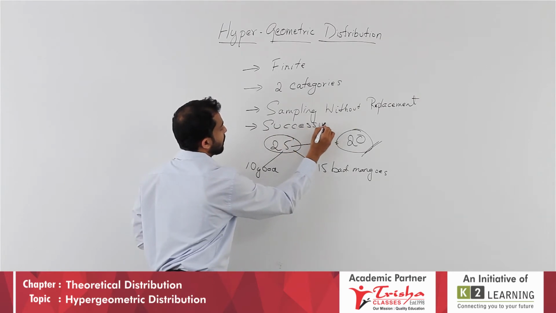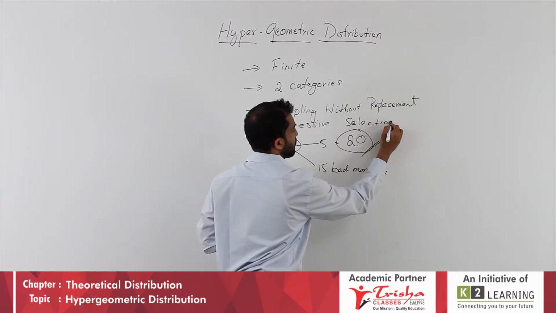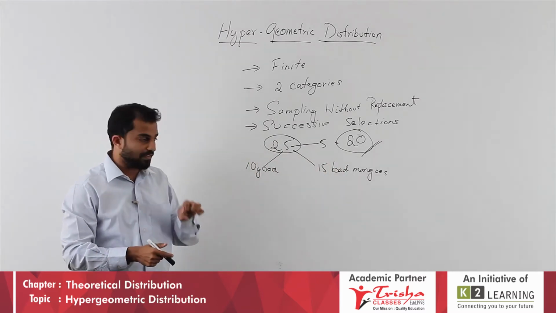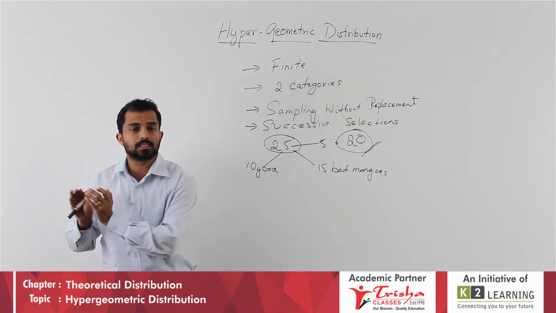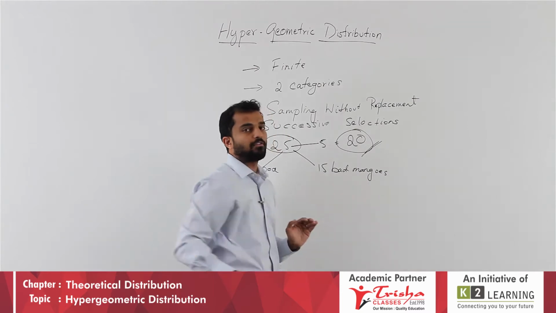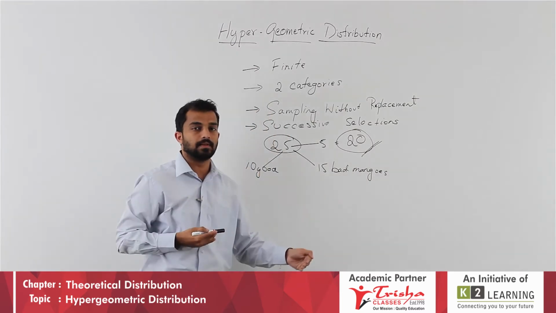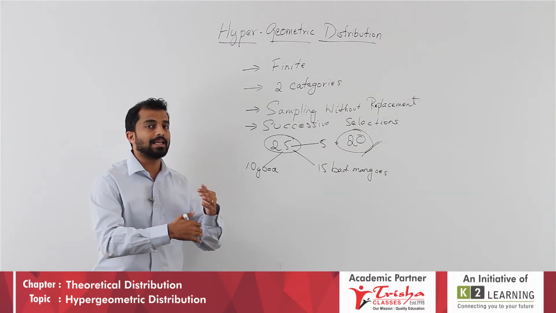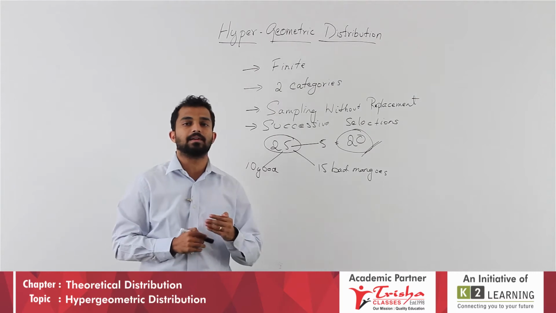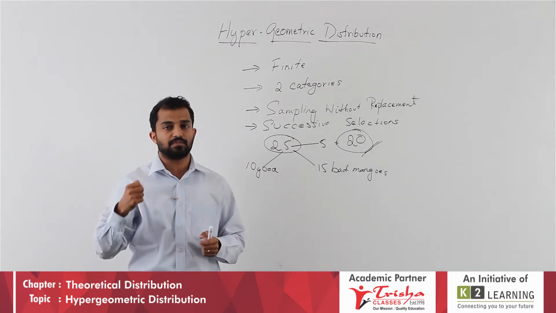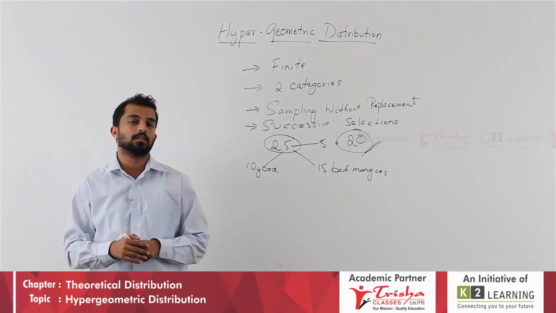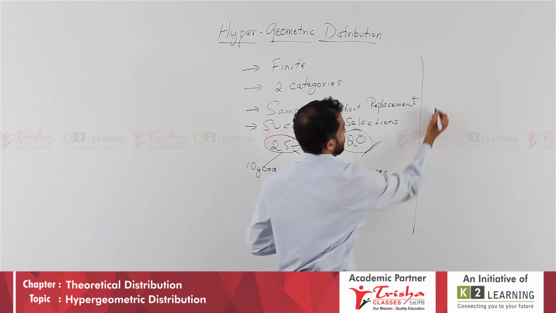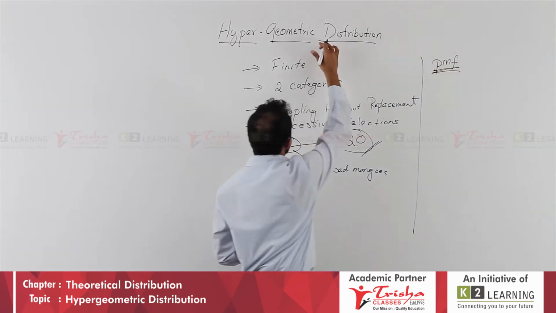The next feature of hypergeometric distribution is that it has successive selections. The selections are not done together, as I told you. Same example again. First we select a few good mangoes. Once those are kept aside, we go to the selection of bad mangoes. Selection happens successively, and that is why the probability of success keeps on changing after every draw. When I pick up the first few things, the probability is different. For the second draw, the probability will be different, and that brings us to the probability mass function of hypergeometric distribution.